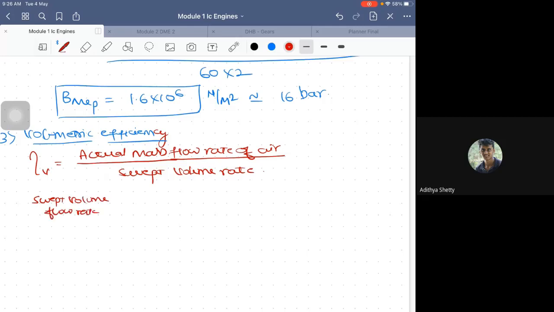Swept volume flow rate. For this, the formula is, you need to remember it, pi by 4 d square cross L. It is nothing but the swept volume, am I right? Pi by 4 d square cross L is nothing but the swept volume. Yes or no?